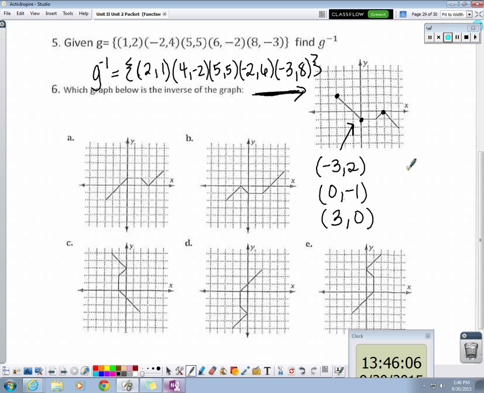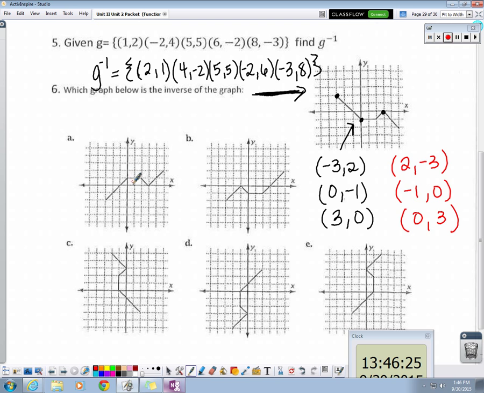Now I'm going to look at the inverse of each of those points. What would the inverse of negative 3, 2 be? Okay, what about 0, negative 1? And what about 3, 0? Okay, so now we're trying to figure out which graph down here do these points belong to.